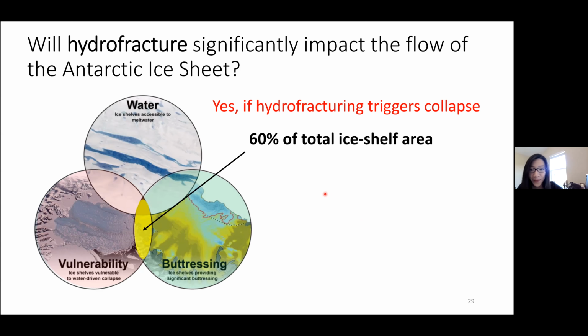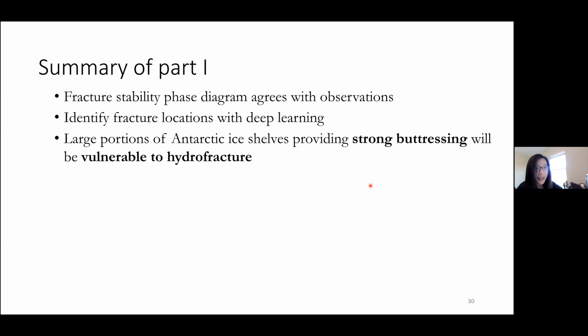Okay, so I guess this is a short summary for the first story. We developed a fracture stability phase diagram. We use deep learning to identify fracture locations, and our results indicate that there are large portions of Antarctic ice shelf area that both provide buttressing and are vulnerable to hydrofracture.